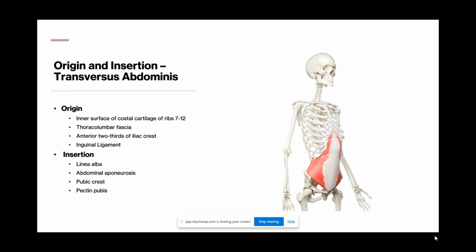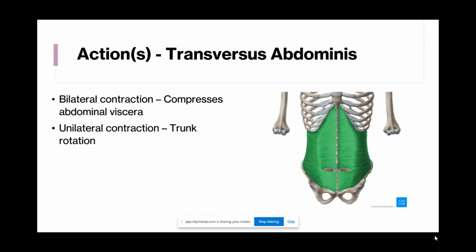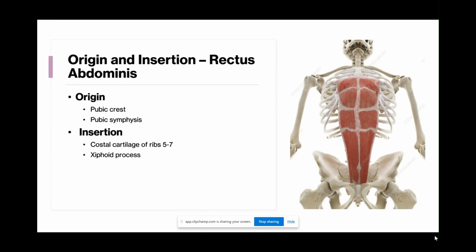The insertion points for the transversus abdominis are the linea alba, abdominal aponeurosis, pubic crest, and pecten pubis. It is important to note that both the pubic crest and pecten pubis are inserted by the conjoint tendon. There are 2 main actions of the transverse abdominis. First, bilateral contraction, which compresses the abdominal viscera, and second, unilateral contraction, which can be defined as rotation of the trunk.